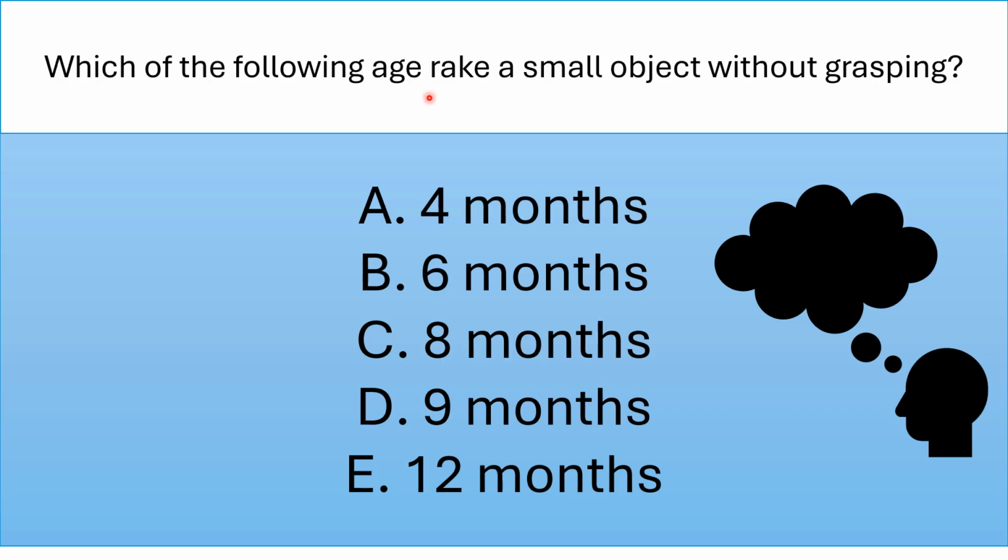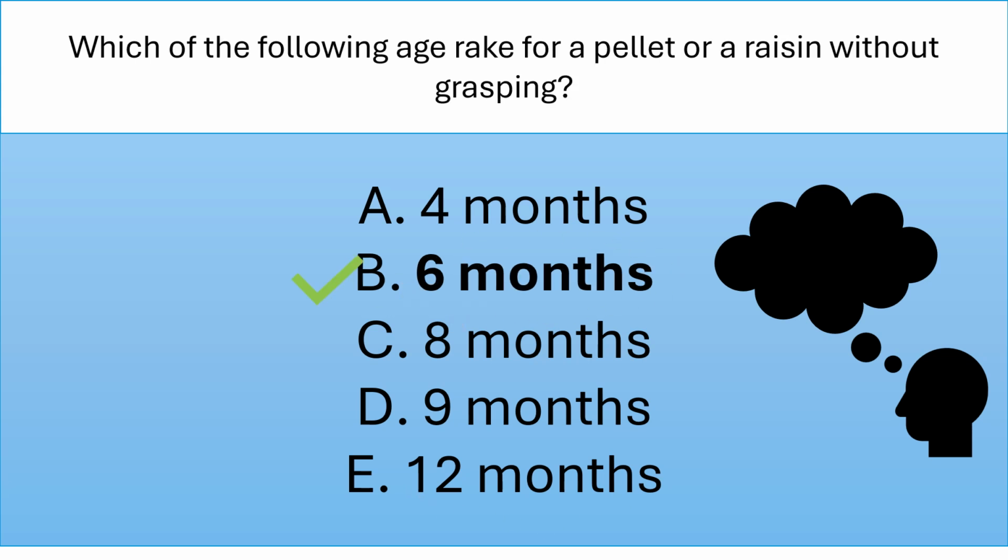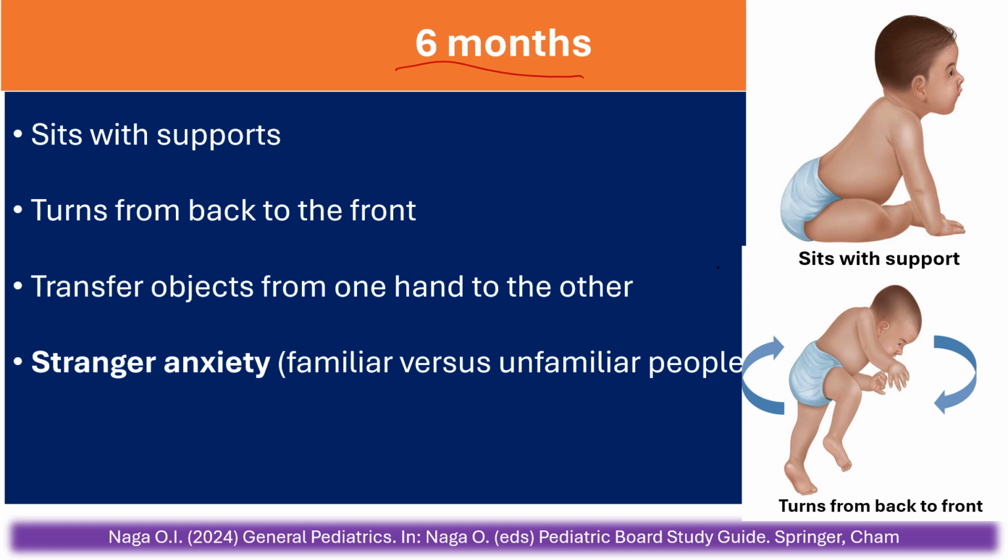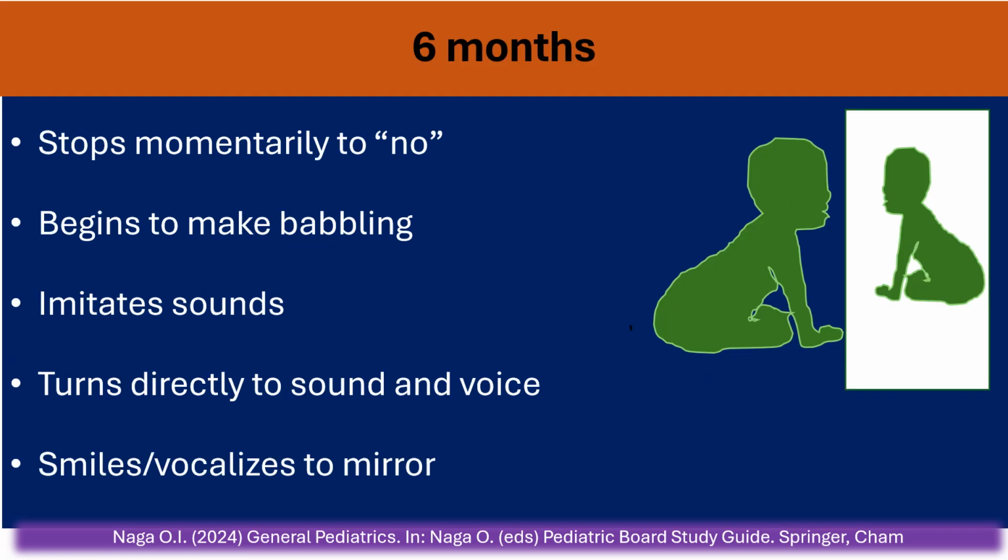At which age is an infant able to rake a small object without grasping? 4 months, 6 months, 8 months, 9 months, or 12 months? The correct answer is 6 months. At 6 months, able to sit with support, turns from back to front, and transfers an object from one hand to the other. Stranger anxiety starts at 6 months, familiar versus unfamiliar people. At 6 months, stops momentarily toward no, begins to babble, imitates sounds, turns directly to sound and voice, smiles, and vocalizes to mirror.